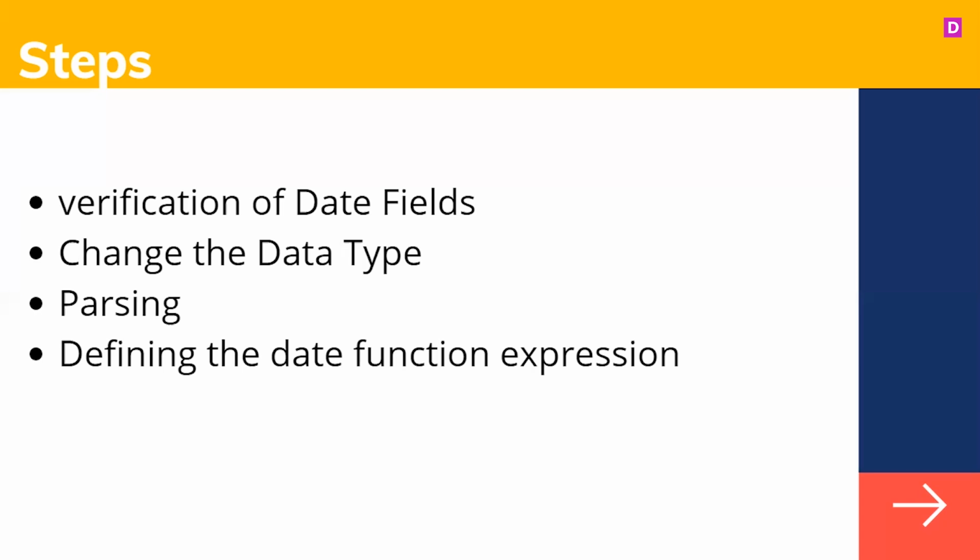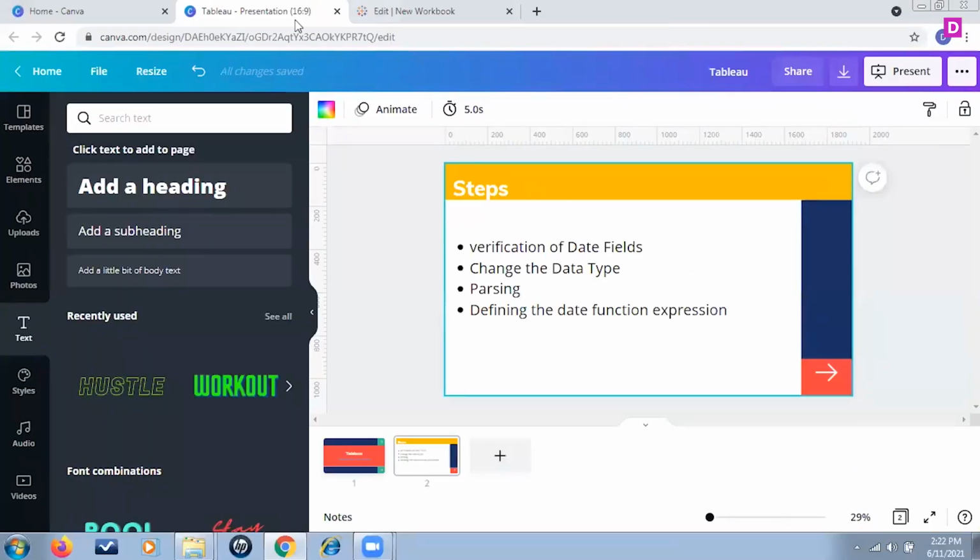Okay. So these are some of the steps that could help you to understand what different types of functions might be there in your data type. Some functions will help you to verify the data fields. Some functions will be there to change the data type. And also there will be some functions that perform parsing for the expressions as well. Okay. So now without wasting time, let's get inside our Tableau environment to understand what the different types of functions available with date are.